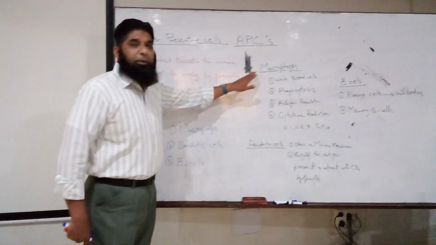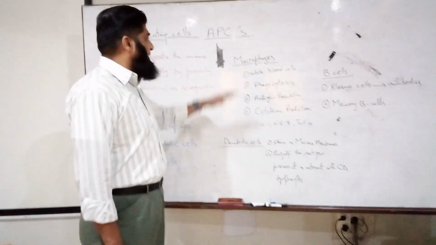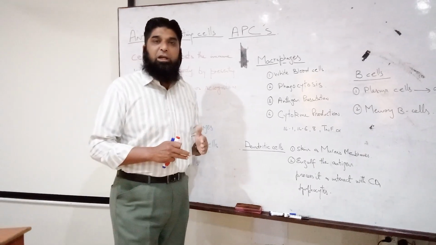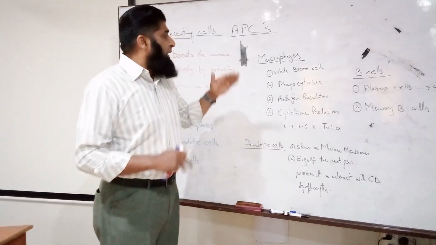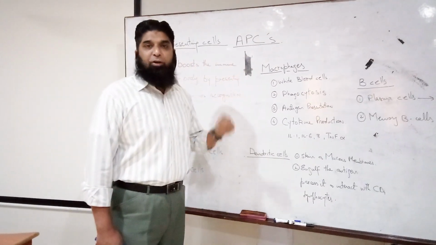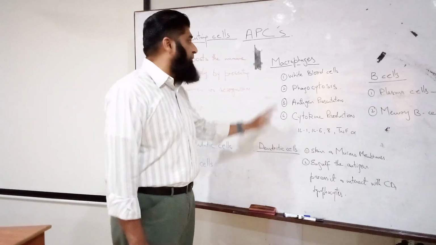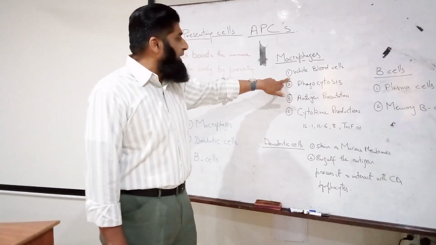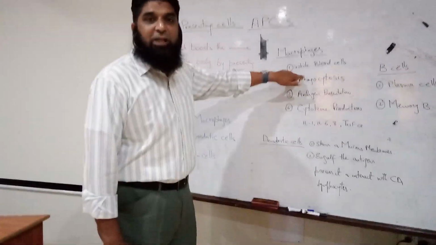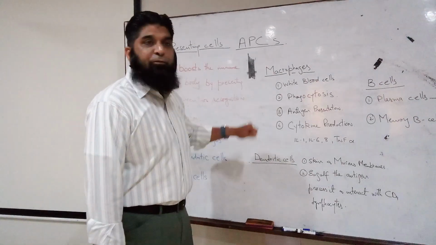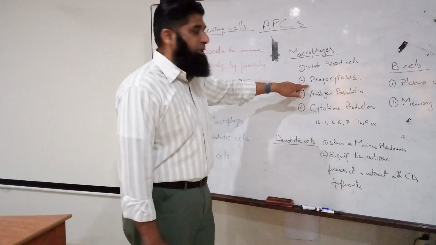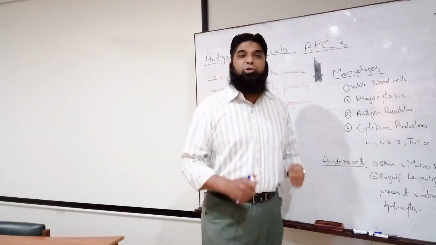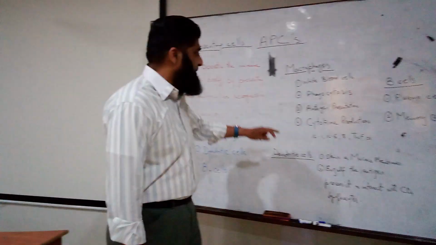Okay, now we briefly discuss these antigen presenting cells. Number one, macrophages. There is a separate, detailed lecture discussing macrophages and their function. Here I will tell you very briefly. Macrophages are white blood cells, students. They belong to the white blood cells category. Their main function is phagocytosis. That is, they engulf and destroy the offending antigen.